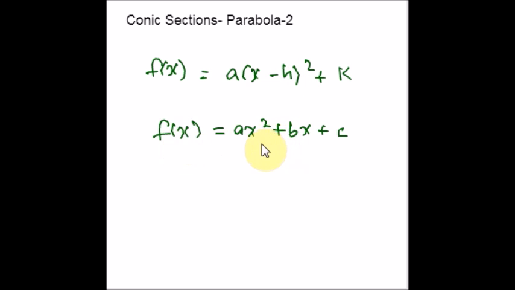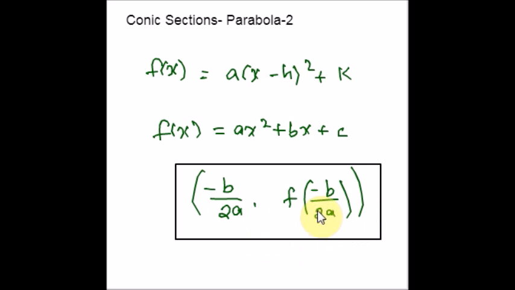f of x is equal to ax squared plus bx plus c. In this form, the sign of a will determine whether or not the parabola will open upwards or downwards, as discussed in the previous video. Unlike the standard form, we will not get the vertex for free this time. We cannot directly note down the vertex. However, it will be easy to find. We have a very simple formula to find the vertex. I'll give you the formula now.